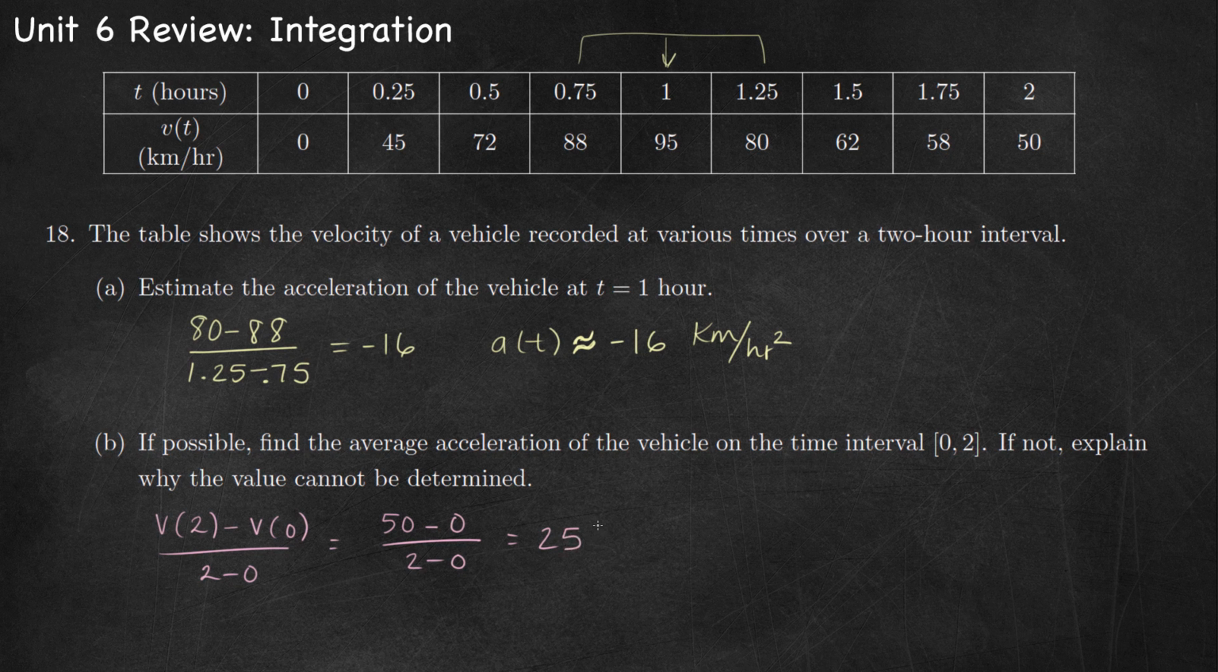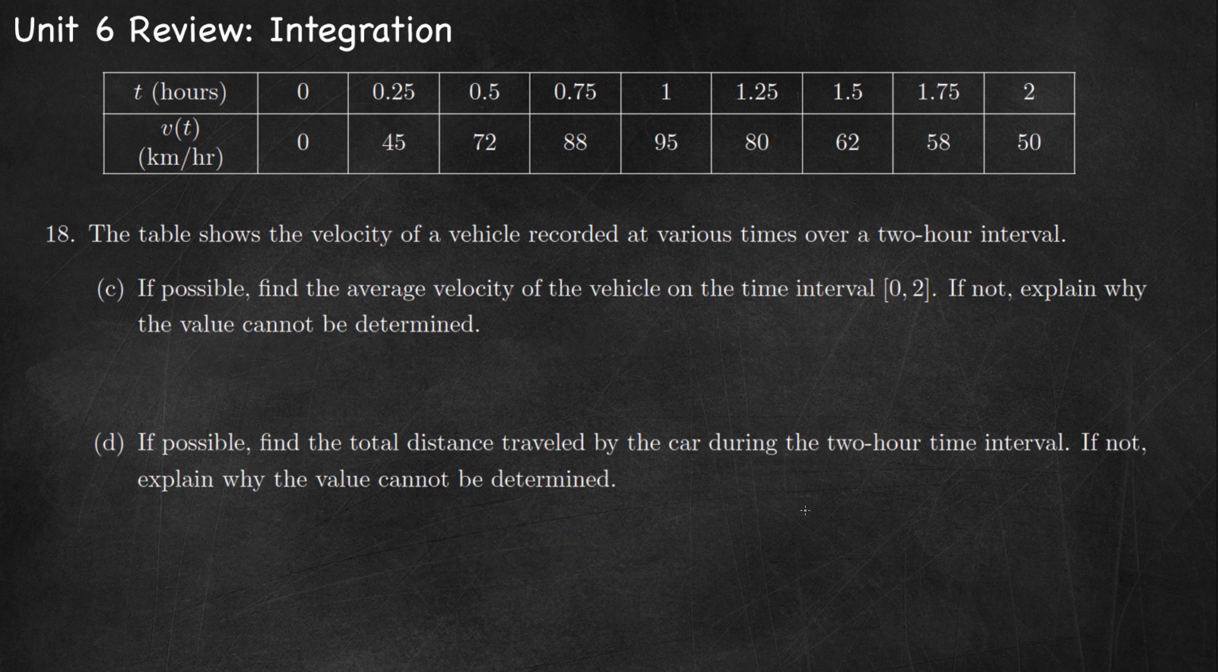Average acceleration is going to have the same units as acceleration, so kilometers per hour squared. Or we can say in our setup here, the numerator, change in velocity, that was already kilometers per hour. And then in our denominator, this was the change in time, which was hours. So we have kilometers per hour over hours gives us kilometers per hour squared.